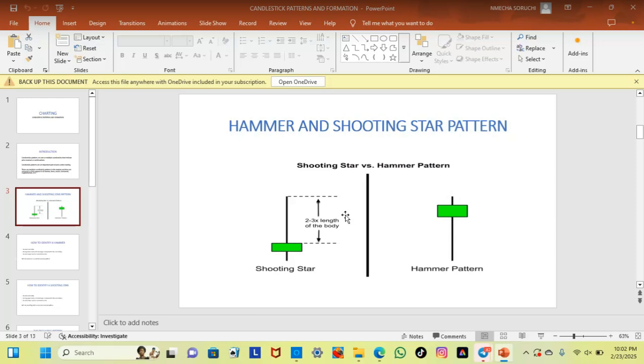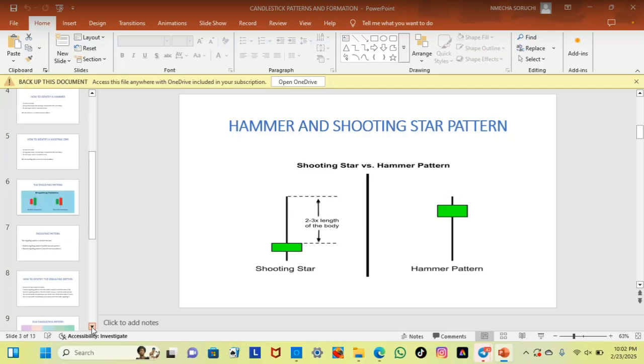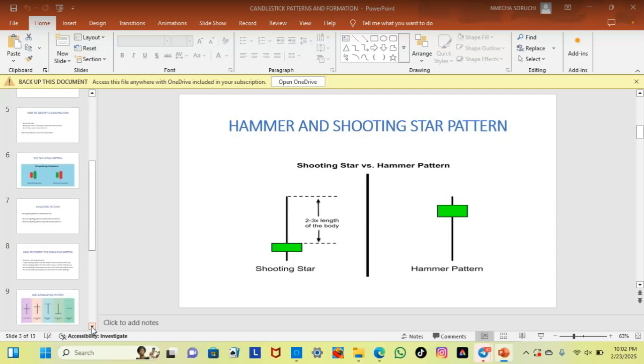While the shooting star, whenever you see it, always appears after a bullish trend. So after a bullish trend, if you see this candlestick pattern, the market is taking its shape into a bearish trend. So that is all you need to know about the hammer and the shooting star pattern. So the next here is the engulfing pattern.